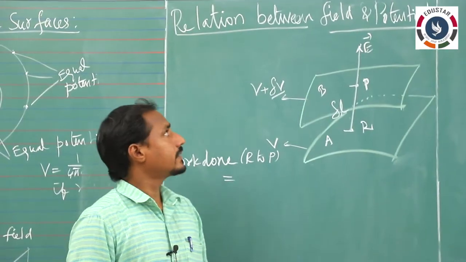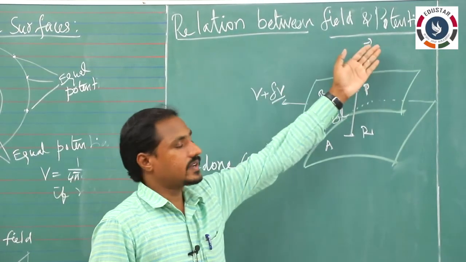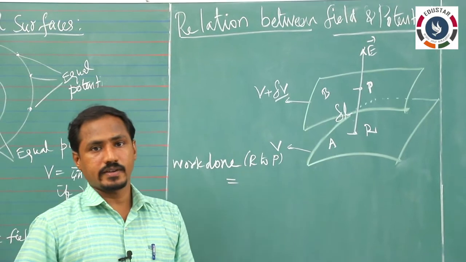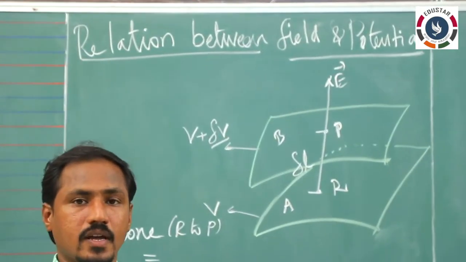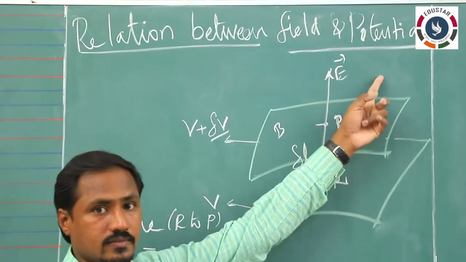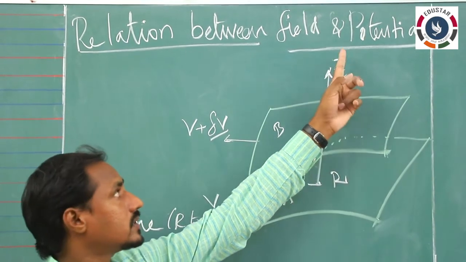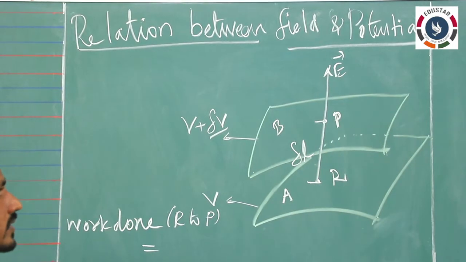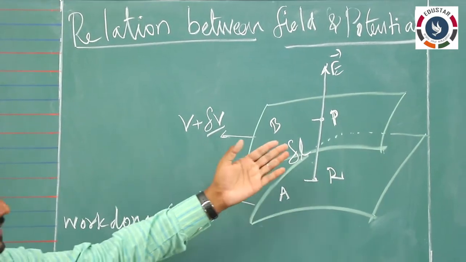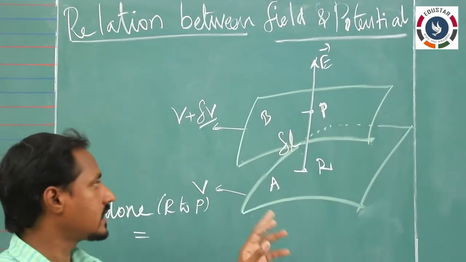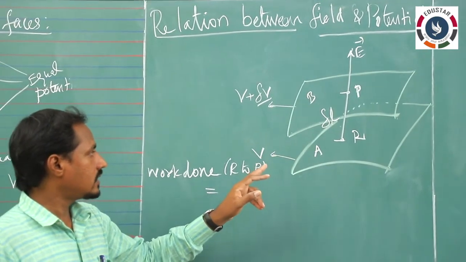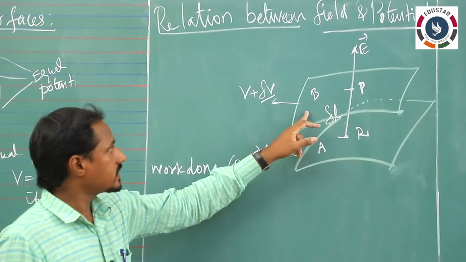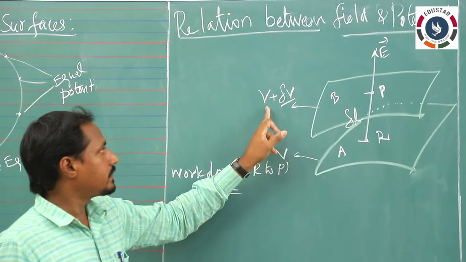Now, let me explain the relation between the electric field and the potential. So, we know very well what we mean by electric field and what is electrostatic potential. Now we are relating both by using a formula, which is very important. For that, assume two equipotential surfaces A and B, where the potential of A is V and the potential of B is V plus del V.